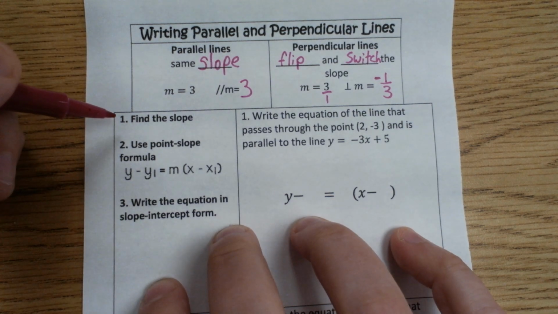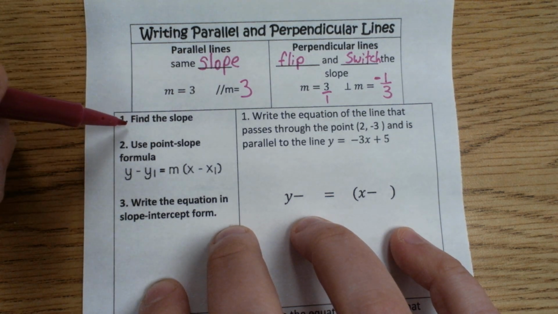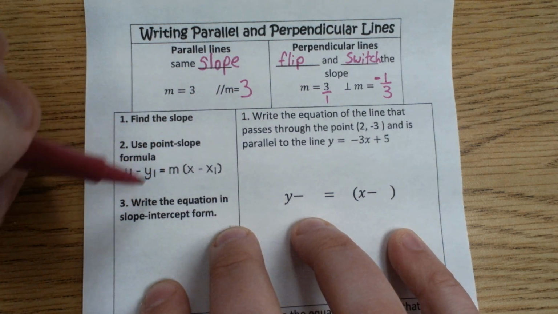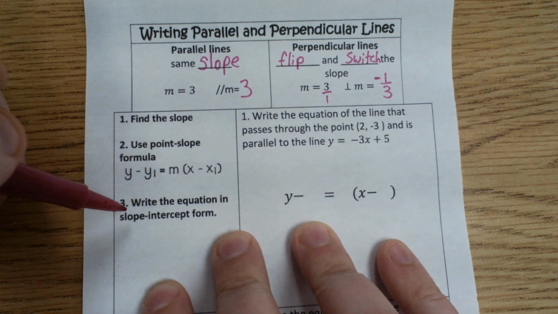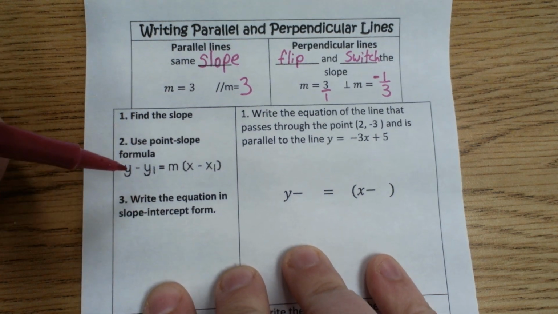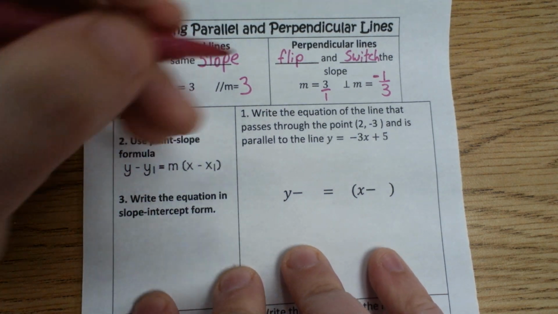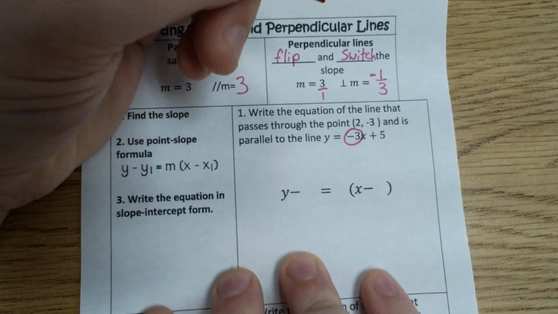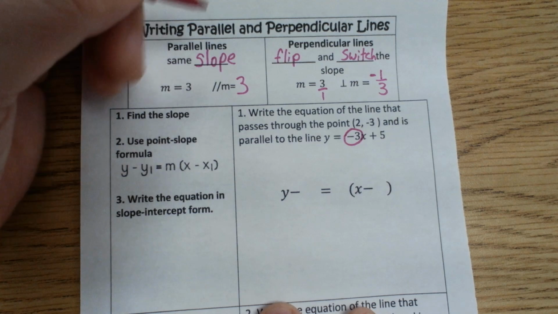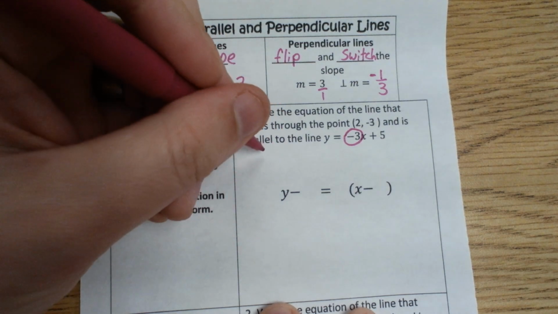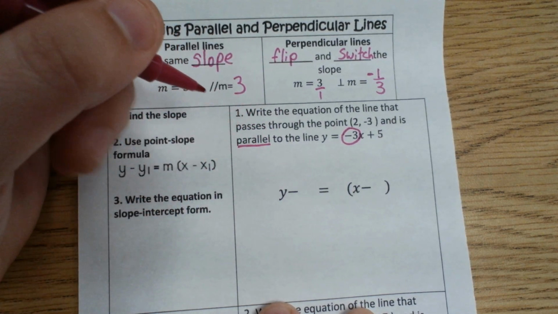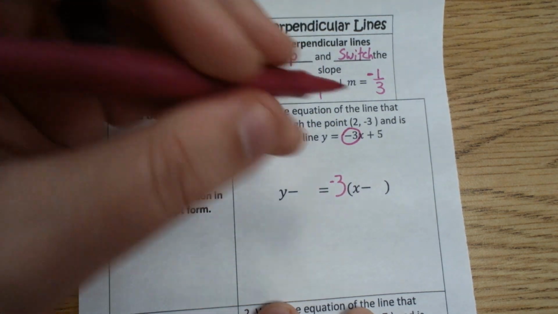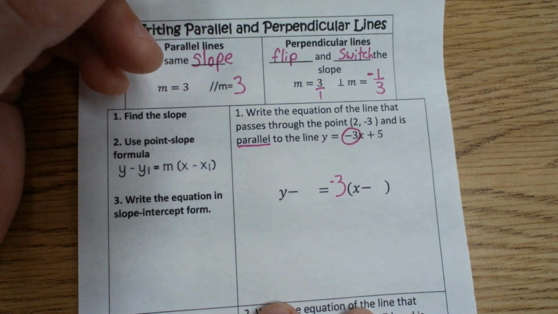So looking at some steps for this, first thing I'm going to do is make sure that I identify the slope, and then I'll put it in the point slope formula and then change my equation around to be in that slope intercept form. So my slope here for this would be a -3. So when we're looking at parallel, that means my slope is going to remain the same, just as a -3. And we want it to pass through the point 2, -3.